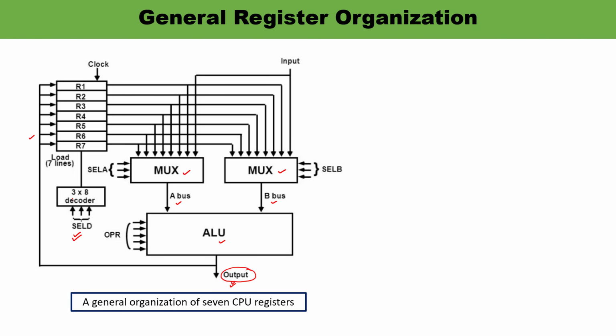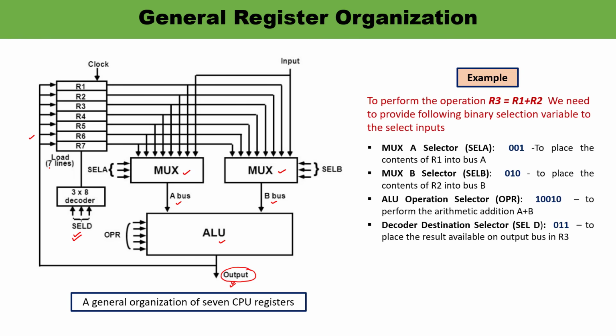The decoder activates one of the register load inputs, meaning out of these 7, any one register would be active, and that provides a transfer path for the data from the output bus to the input of the selected destination register. So you can observe the output is fed back to the inputs, R1, R2 up to R7. This is how you can understand it.